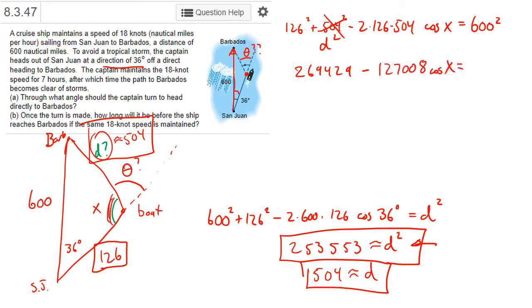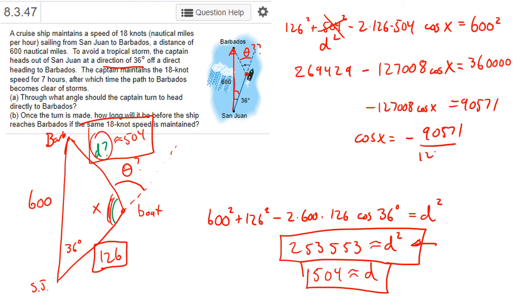Cosine of x, 600 squared, we don't need a calculator. 6 squared is 36, and then I square the 2 zeros and I get 4 zeros. Okay, so let's take 360,000 and subtract 269,429. So we end up with negative 127,008 cos x equals 90,571. Dividing by the negative 127,008, we get the cosine of x is negative 90,571 over 127,008.